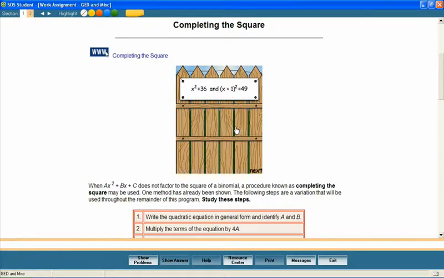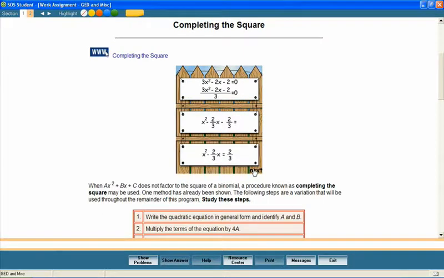In these examples, the squares are already in place. They are complete. We can solve this equation by completing the square. 3x squared minus 2x minus 2 equals 0. To begin, we divide the equation by the a term, which in this case is 3. The result is x squared minus 2/3 x minus 2/3.